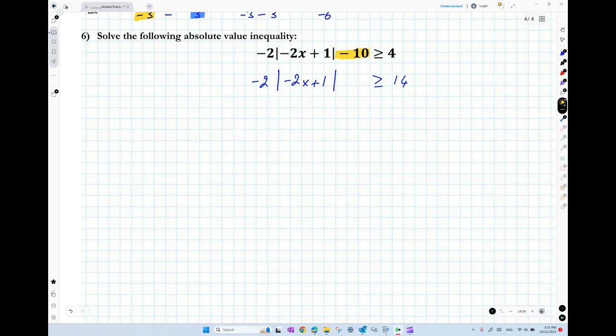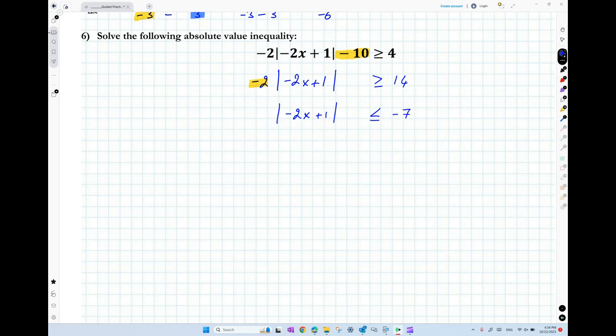Then I'm going to cross over not negative 2, but the multiplication by negative 2. The wording is essential for mathematical accuracy. And because I'm crossing over a multiplication by a negative number, and that's also true of a division by a negative number, I'm going to flip the sign. And 14 divided by negative 2 is negative 7.